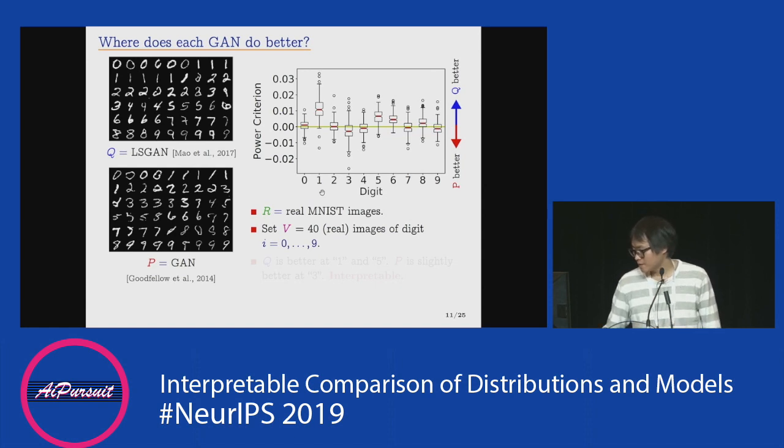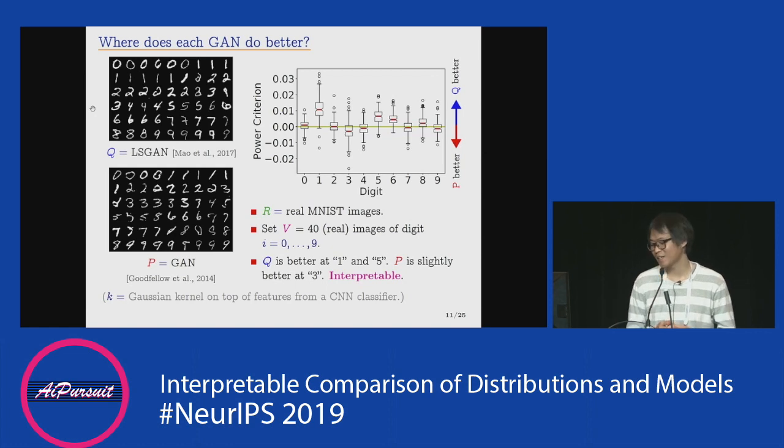Another, say digit 3 here, it's negative, so it means P is better around the region specified by the test locations 3, right? So 3 from P here at the bottom are better than 3 from Q. So here, better just means closer to the true MNIST digits as measured by the UME. And here, we use the Gaussian kernel, or I guess exponentiated quadratic kernel, on top of features from a CNN classifier.